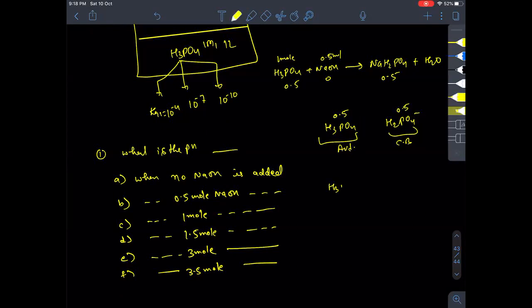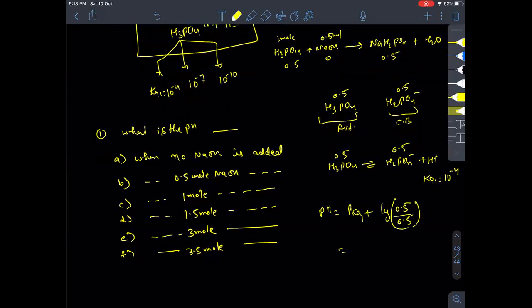Either you solve it simply the way you already know, or you apply the formula, it doesn't matter. In each case, you will get the correct answer, 4. So I will apply the formula first. pH is equal to pKa, this time pKa1, plus log of the concentration of this, 0.5 upon 0.5, that will be simply 1. Log 1 will be 0. pKa1 is 4. So pH is simply pKa, and that is 4.